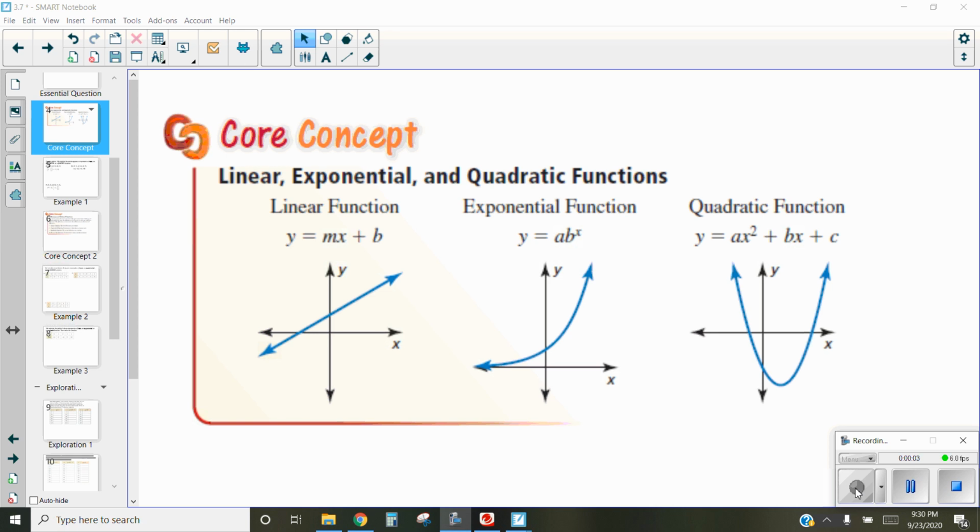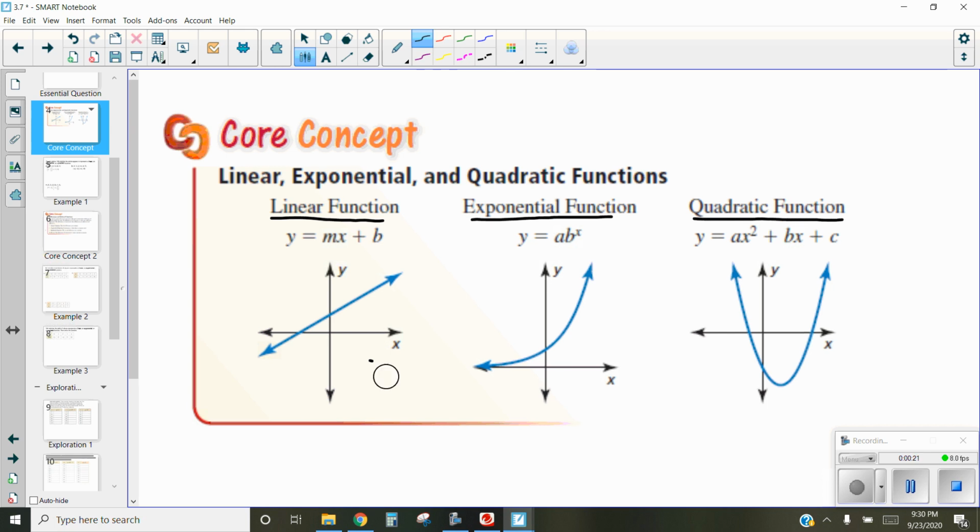Hi, this is Mrs. Kidman, and in this video, we are going to be discussing the difference between linear, exponential, and quadratic functions. So just as a quick review over these different things, here are some images of a linear function, an exponential function, and a quadratic function.